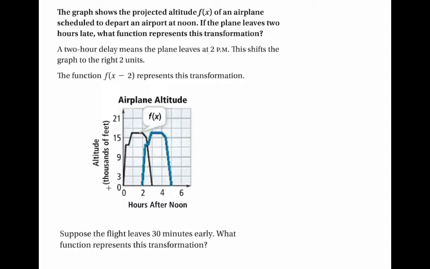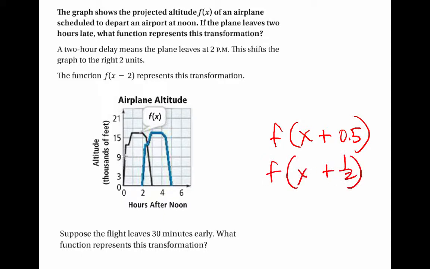So suppose the flight leaves 30 minutes early. What function represents this transformation? The 2 in this function up here represents 2 hours, right? 30 minutes is half an hour. So our function would be f of x plus 0.5, or 1/2. We could write it this way.